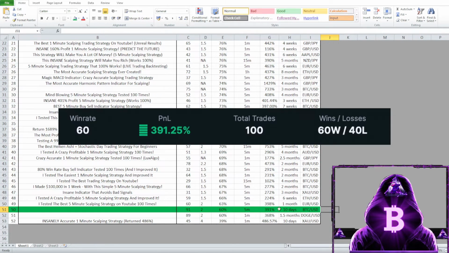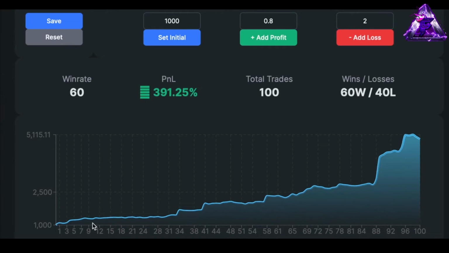We see that our win rate is crazy good. It is sitting at around 60%, and we made 391.25% profit on our account. You see that the account took off right away. We didn't have any serious losing streaks at all. We probably had like 2 or 3 losses in a row. And just take a look at all of these spikes, and even this crazy spike right here. This basically means that we caught those trends and we were riding them until the end.